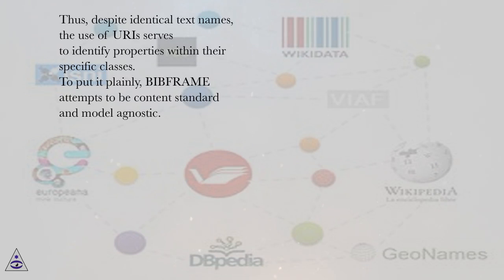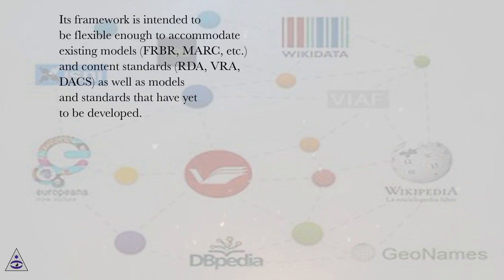To put it plainly, BIBFRAME attempts to be content standard and model agnostic. Its framework is intended to be flexible enough to accommodate existing models, FRBR, MARC, etc., and content standards, RDA, VRA, DACS, as well as models and standards that have yet to be developed.